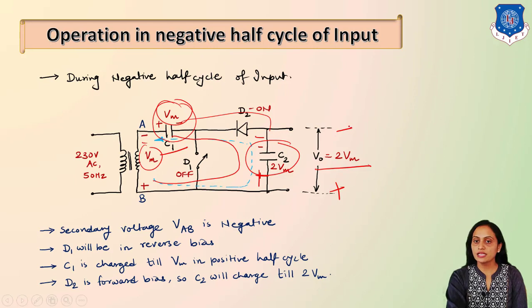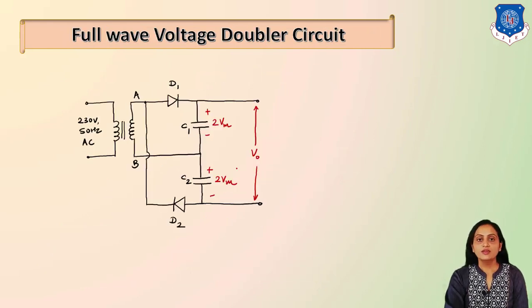This is plus and this is the minus. So over here you are getting voltage across C2, that is twice of Vm. So we are getting the DC voltage which is twice. So we can say this is a voltage doubler. Now we will see full wave voltage doubler circuit.